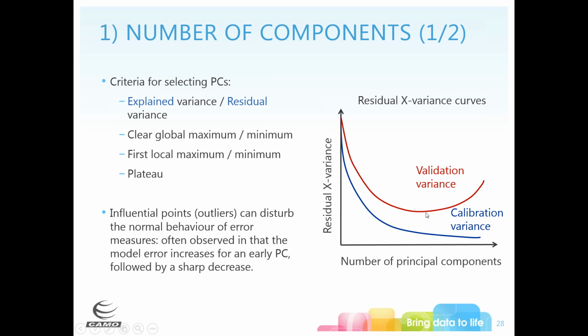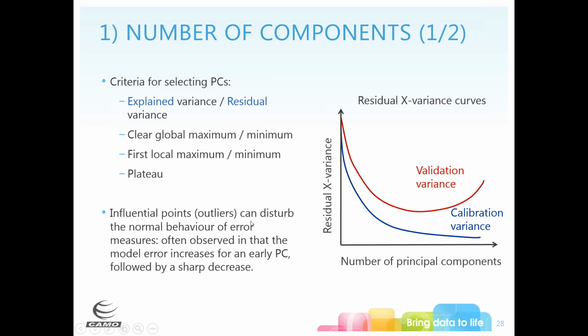Once you start to diverge from this calibration variance, you're starting to model noise, so you want to stop. And where you stop really depends on how accurate you need to be. There's often a clear global minimum or maximum if you're looking at the explained variance, and so you tend to want to choose your first local minimum. If it starts to plateau, that's when you want to stop, because as you add individual components, it's not adding any extra information really.